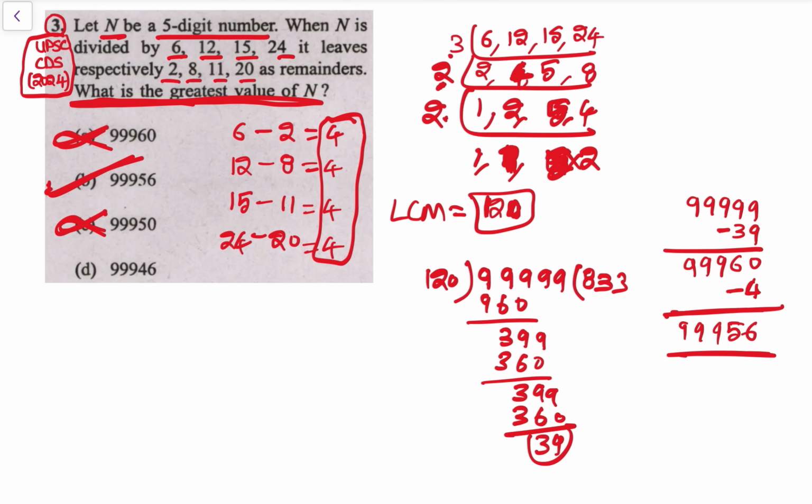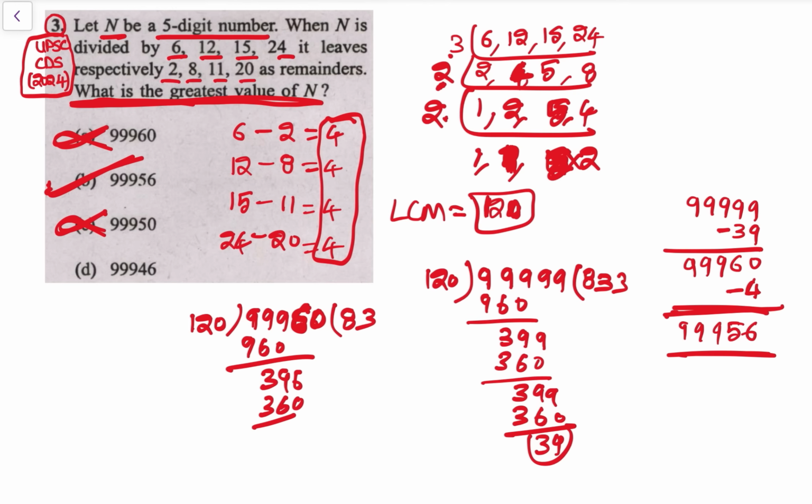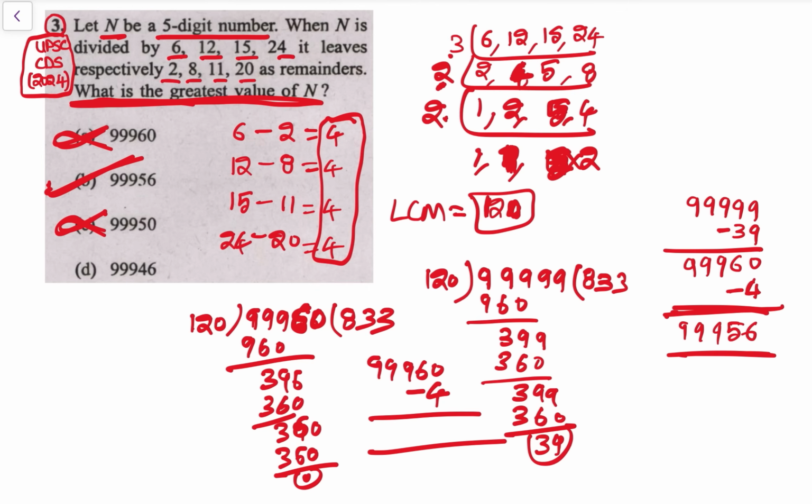If you want, you can check. Dividing 99960 by 120: 9 8s are 960, so this is 396, 3s are 360, so remainder 0. So 99960 minus 4 would be the answer. So option B is the answer.